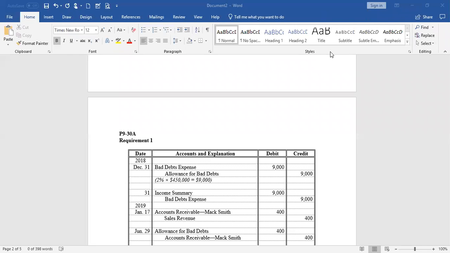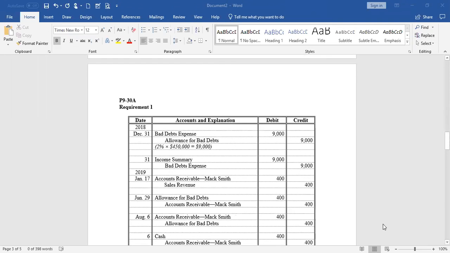Okay, so when we have an actual account become bad, we don't debit bad debt expense. We only debit bad debt expense when we're estimating. Actual bad debts get debited to the allowance for bad debts, credit accounts receivable, because that's actual.